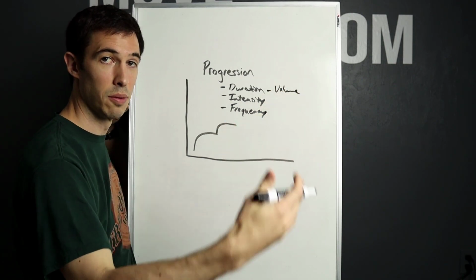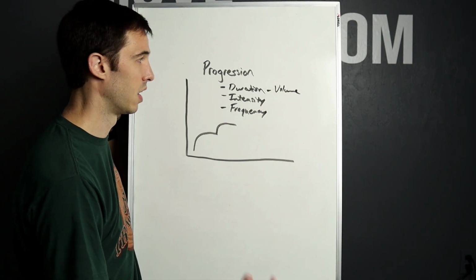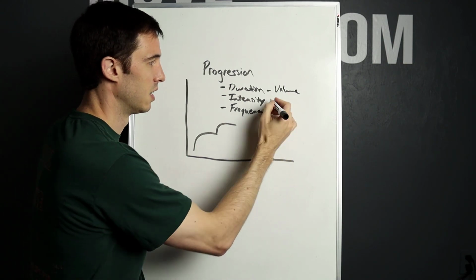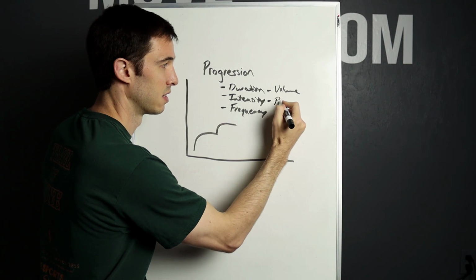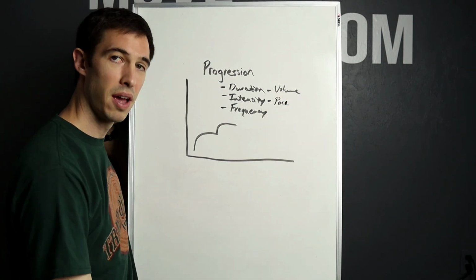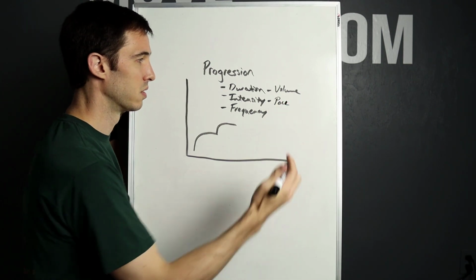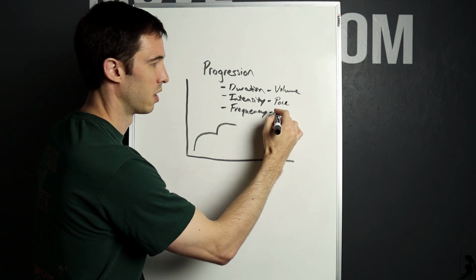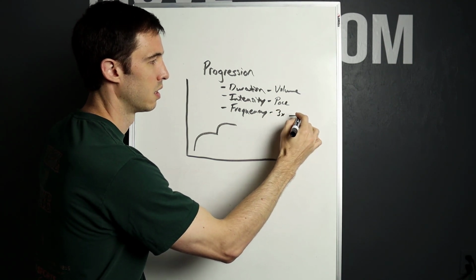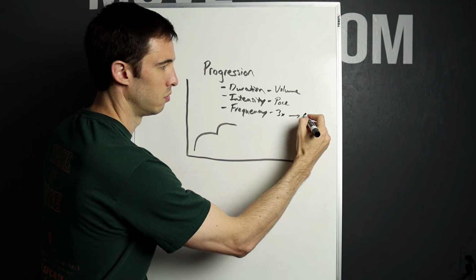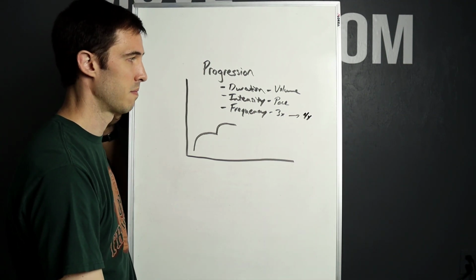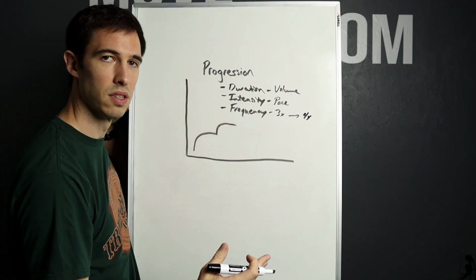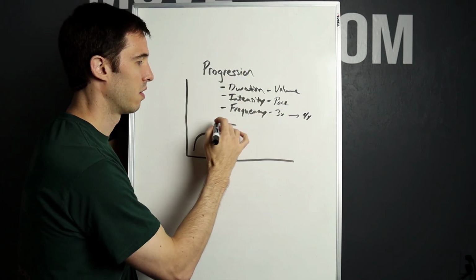Okay, so duration, now we're looking at things like volume. So you're increasing the amount of time that you are actually doing the activity. Intensity, now you're increasing, say, your pace. Okay, you're increasing your pace. And then frequency, now you're going from running 3 times a week to now going to 4 times or 5 times a week.